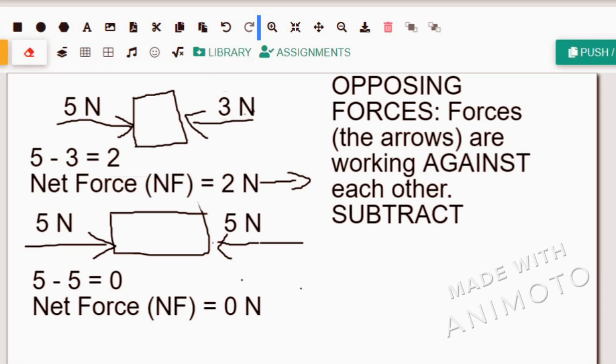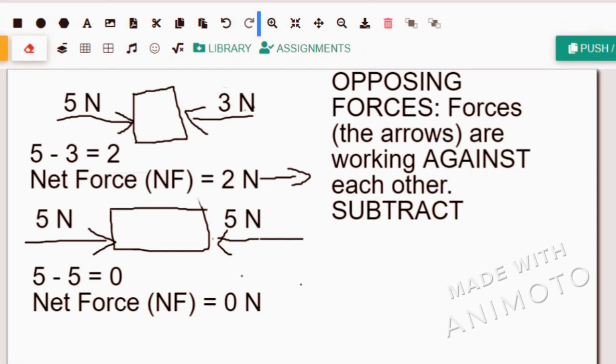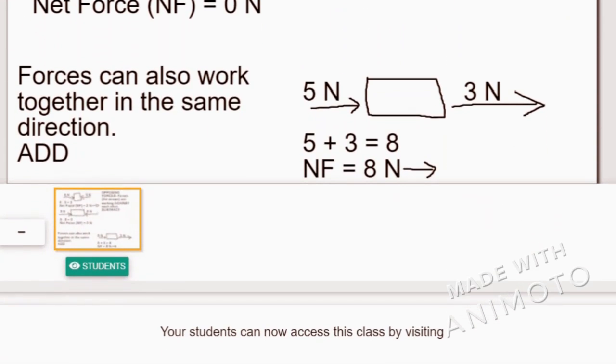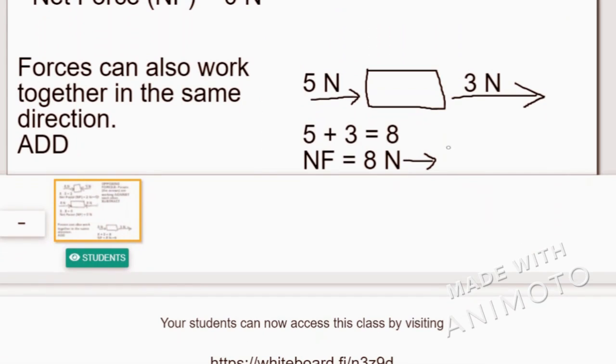Okay, you should have had time to copy down the 2 examples of opposing forces into your notebook. And the last scenario we're going to look at is that forces can also work together in the same direction. And in this case, you would add the forces together. So let me show you this first, and then you can copy everything down.